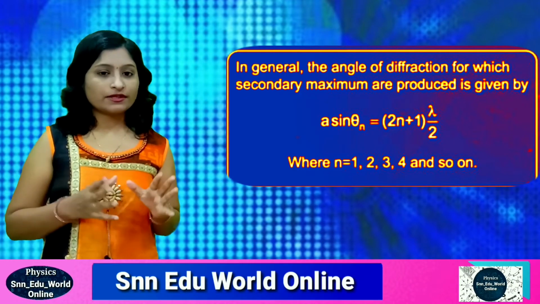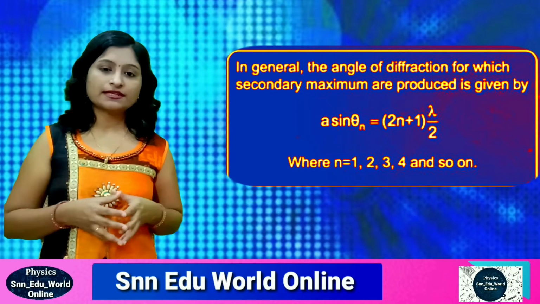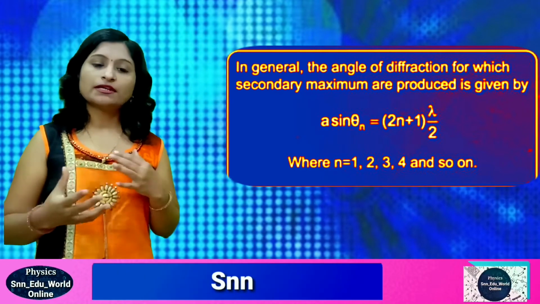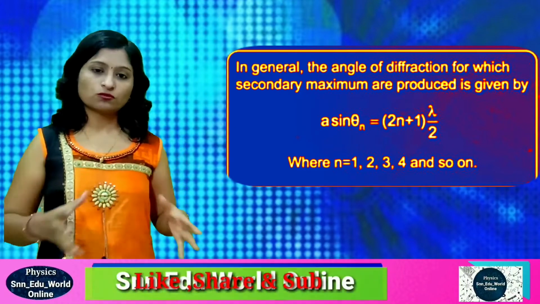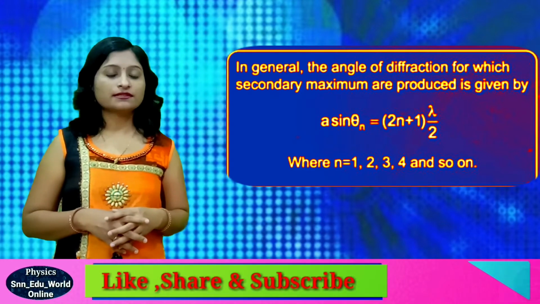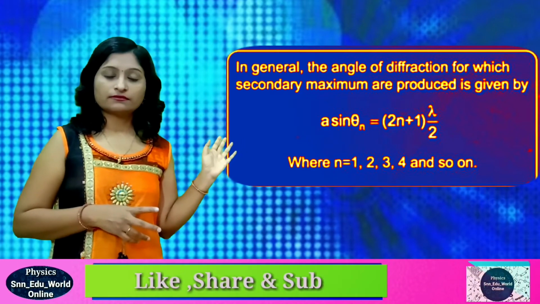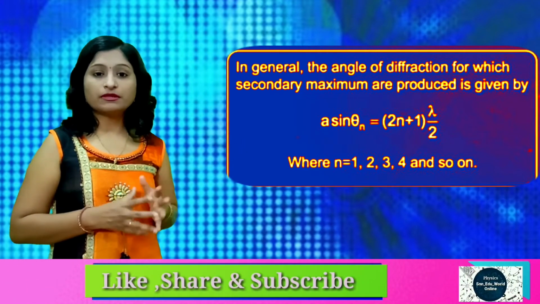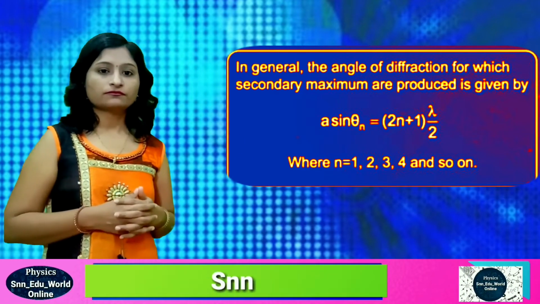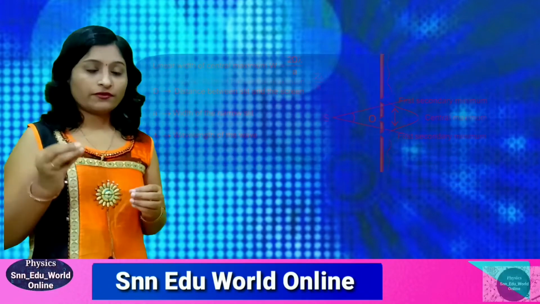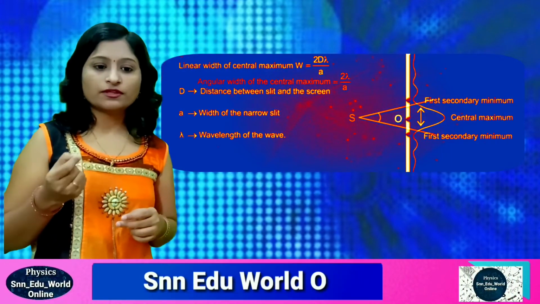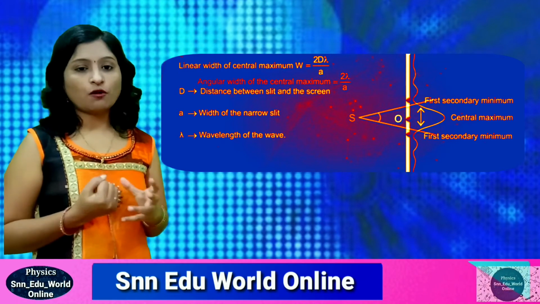In interference, all the fringes have similar intensities, but here the intensity goes on decreasing as the distance increases. So here we will get the secondary maxima conditions. Now see, how can we get the width of the central maxima W?